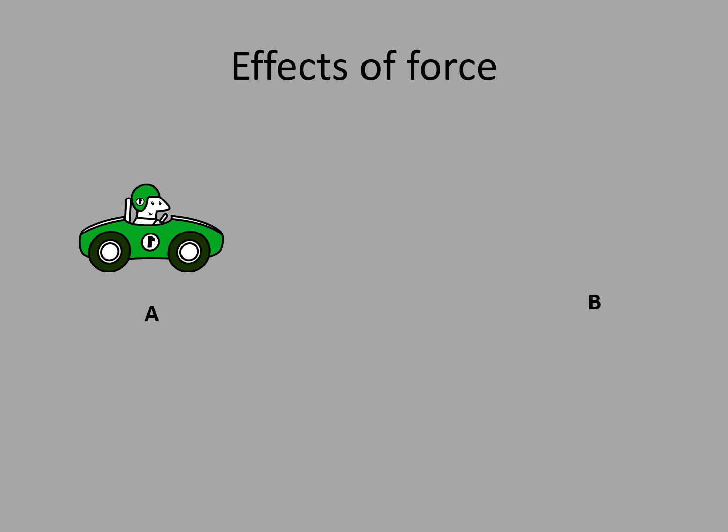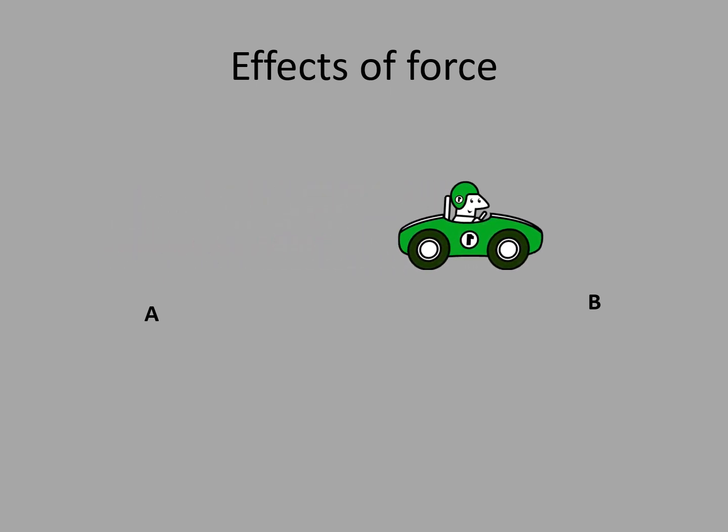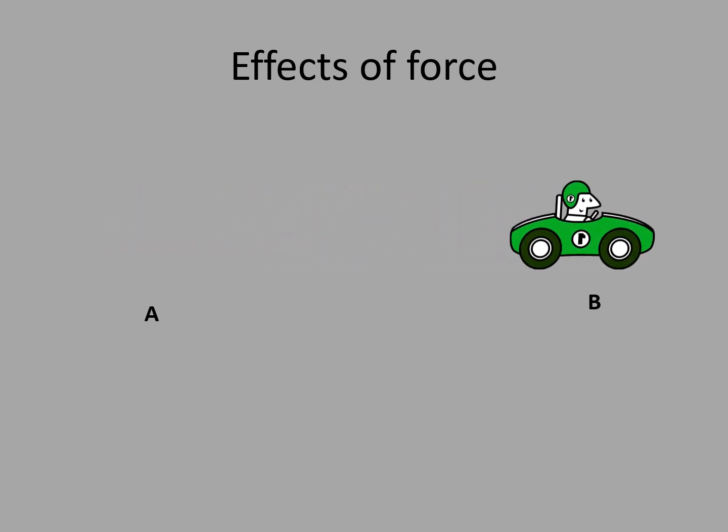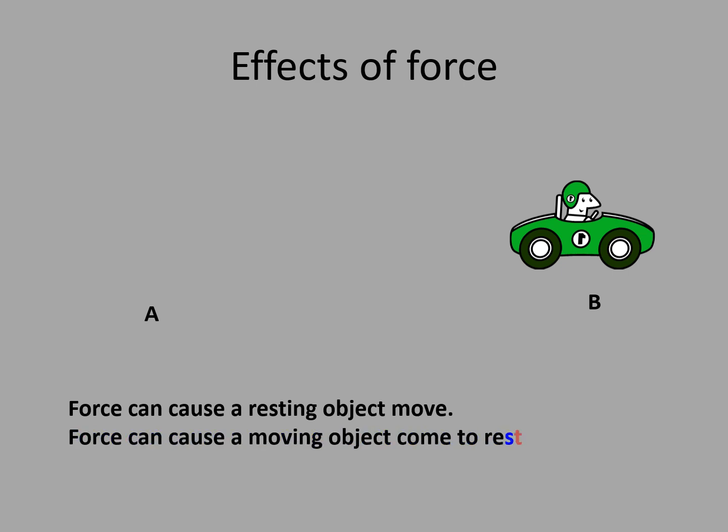Look at this car here. This car is in position A in the beginning. When force was applied, that is, the person pressed on the accelerator, it accelerated and reached position B. When it started from A, it was in motion in between and came to a stop or rest after force or brakes were applied. Thus we can see that force can change the state of an object. That is, it can cause a resting body to move or a moving body to come to rest.